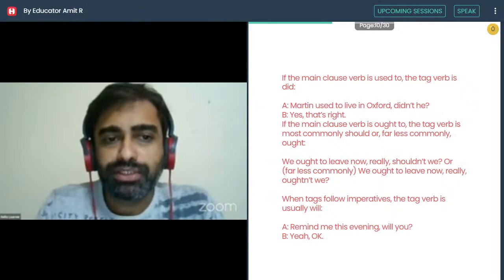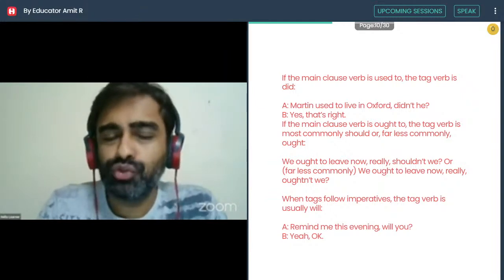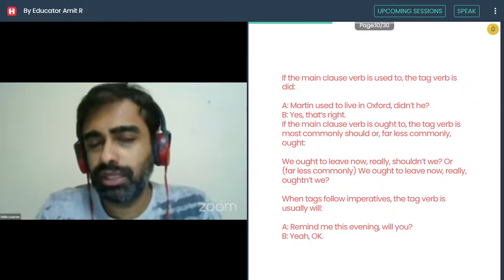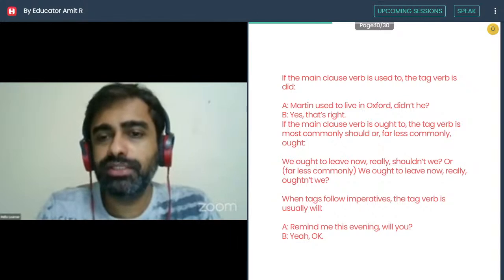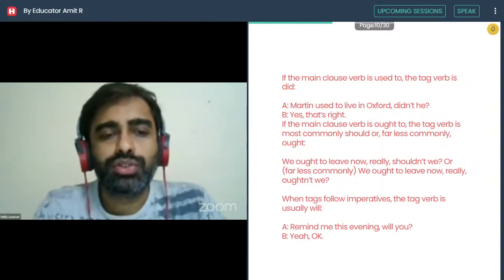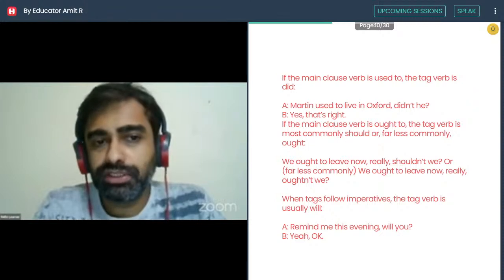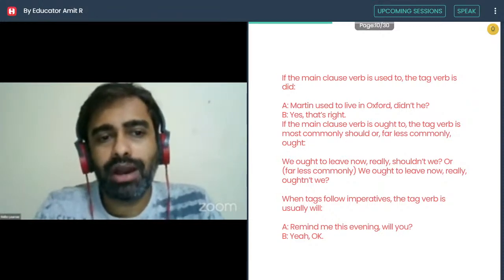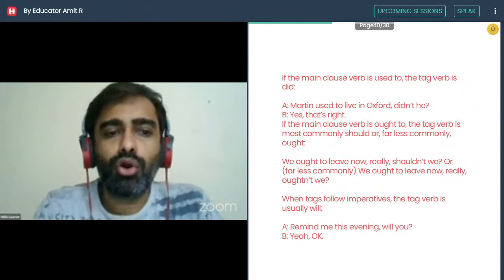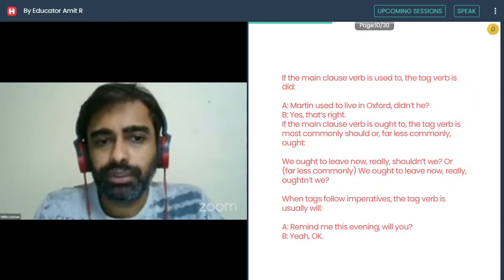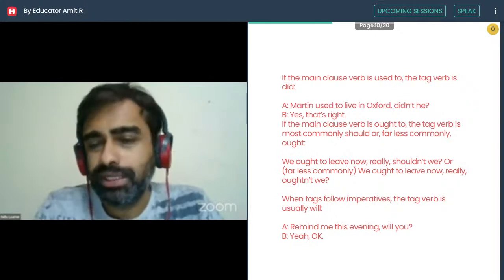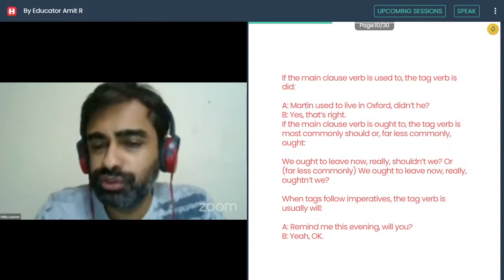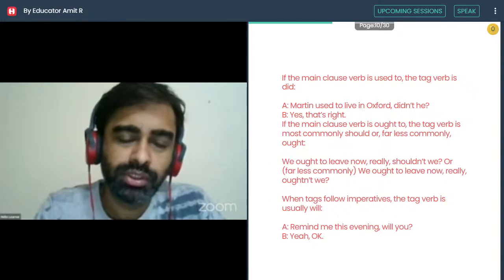If the main clause verb is ought to, have to, these are similar. Ought to is like you've got to do something. In terms of modal verbs, ought to means you should. So if the main clause is ought to, the tag is far less commonly ought. We ought to leave now, really. Shouldn't we? This is less common, that's why it's mentioned here. We ought to leave now, really. Oughtn't we? But we generally use shouldn't we. So ought is similar to should.